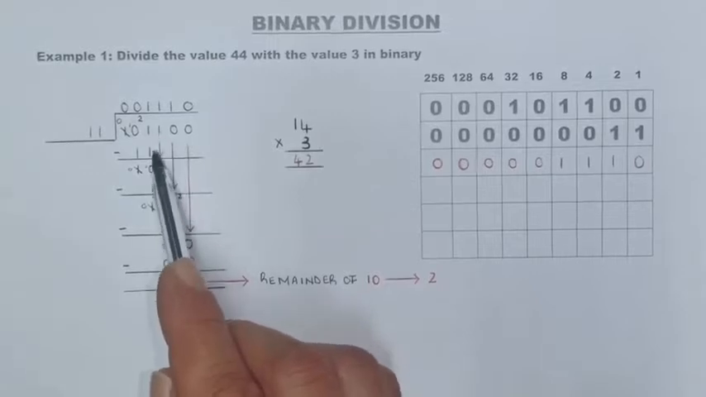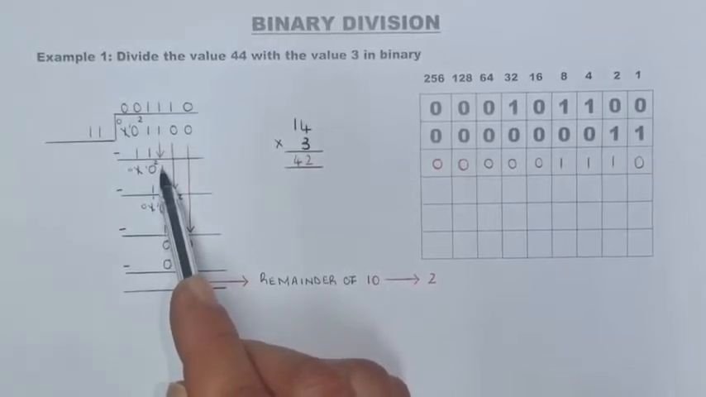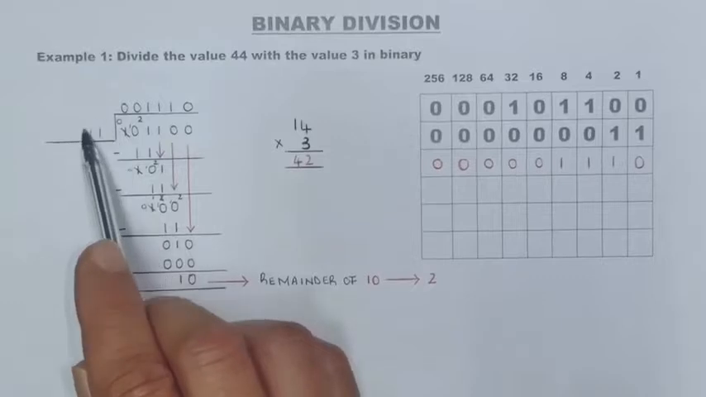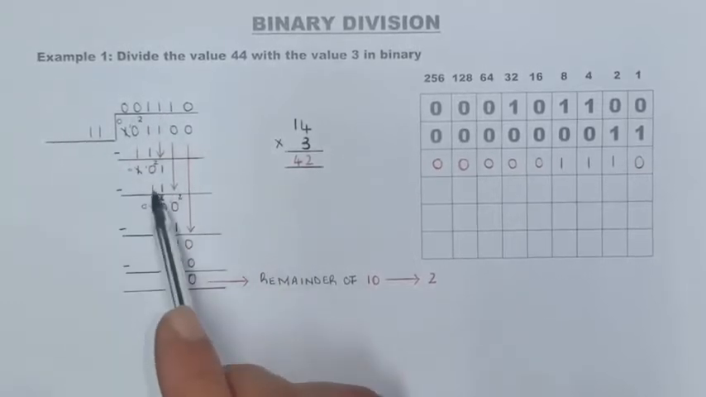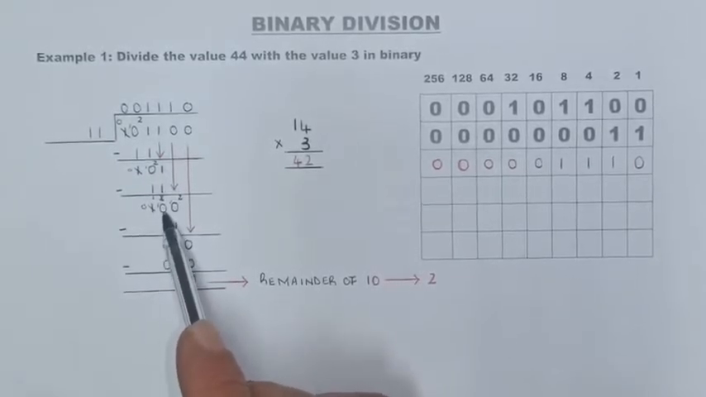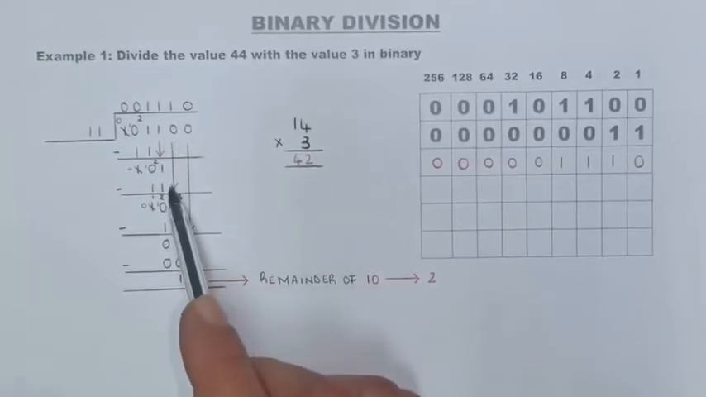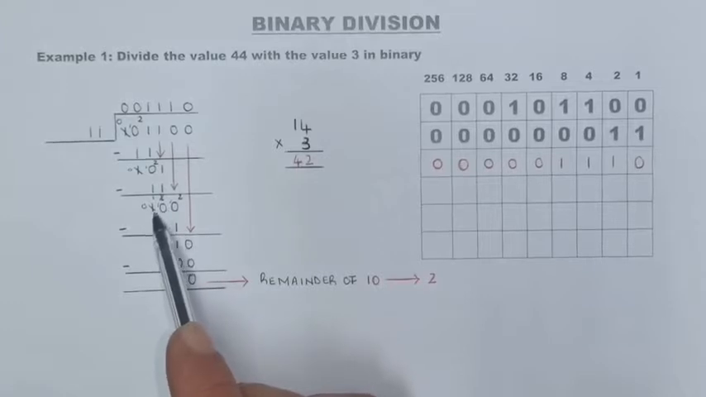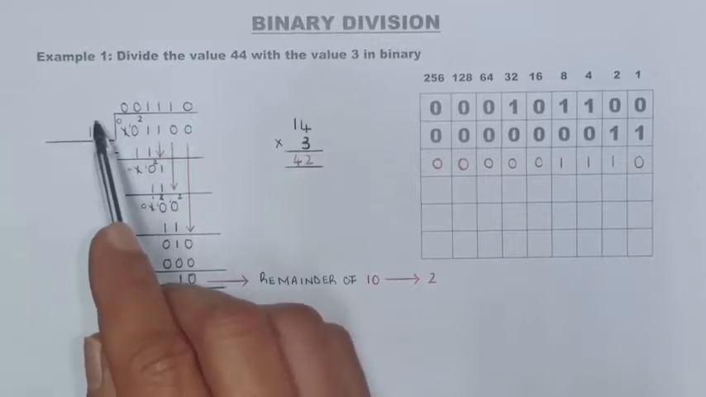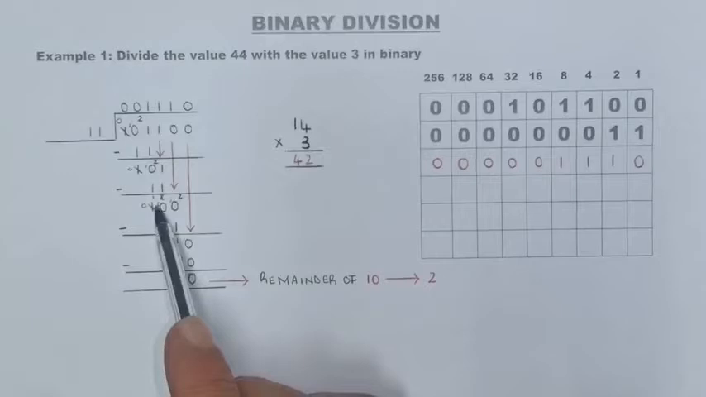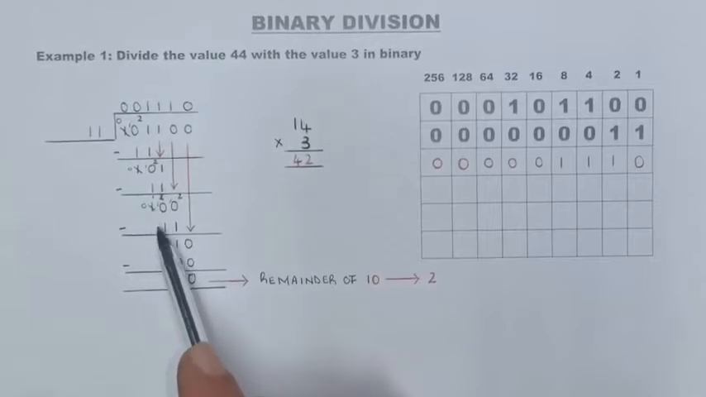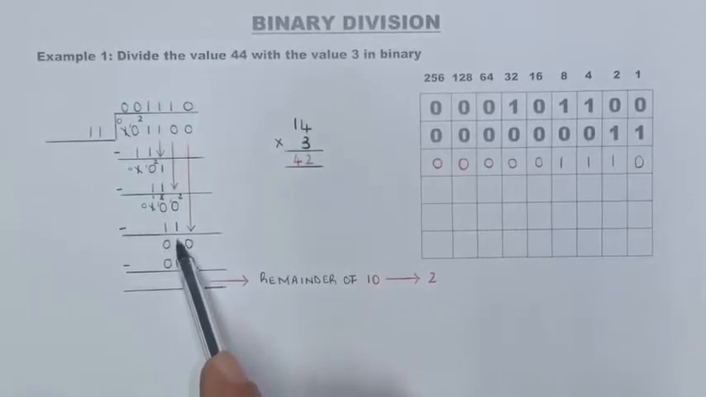The next thing I do is bring my 1 down, which means if I combine that with those two, it gives me 1 0 0, which is again 5. 3 goes into 5 once. 1 times 3 gives me 3, and 5 minus 3 gives me 1 0, which is 2 again. Next, I bring down my 0 and combine it with those two, which gives me 1 0 0, which is 4 in binary, and 3 goes into 4 once. 1 times 3 gives me 3, and 4 minus 3 gives me 0 1, which is 1.